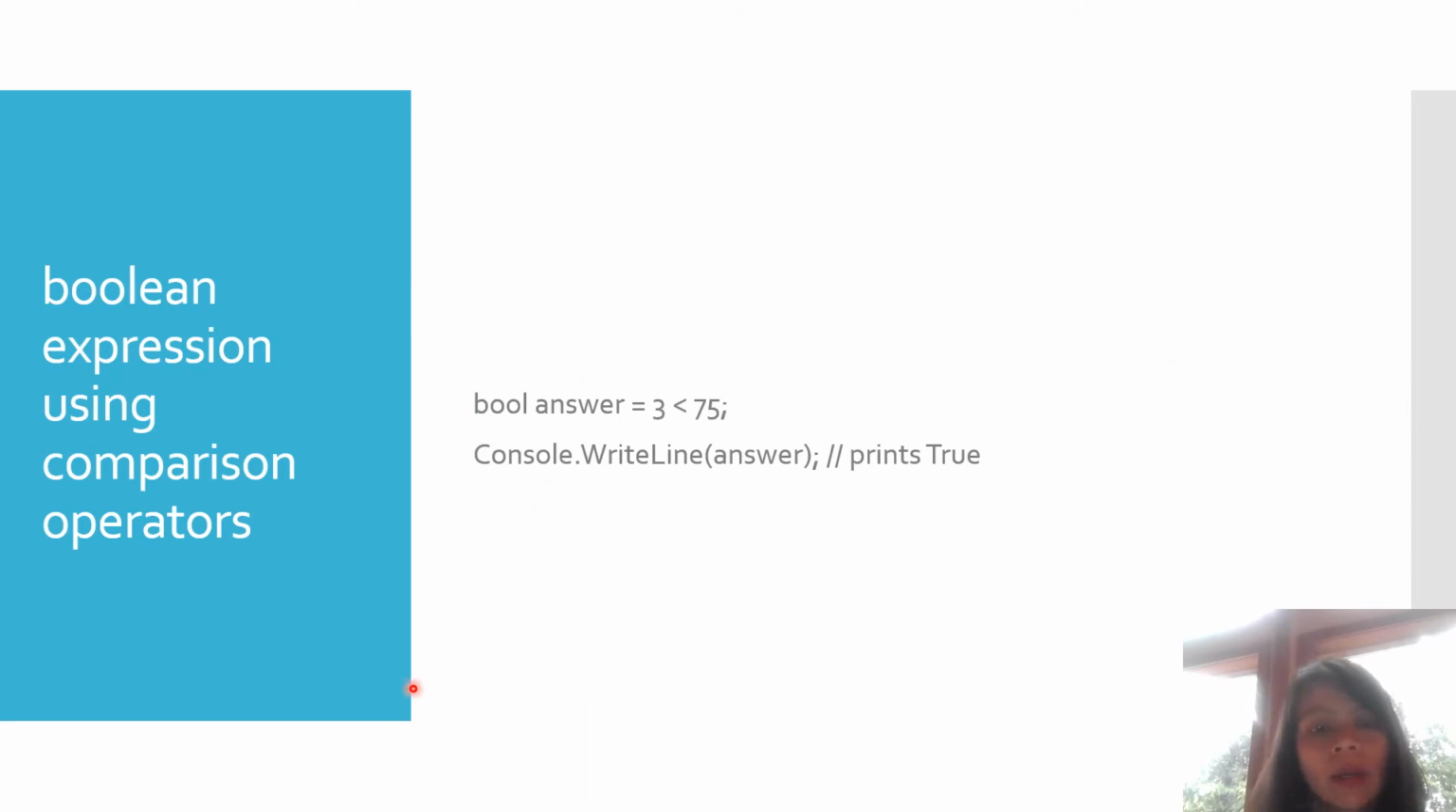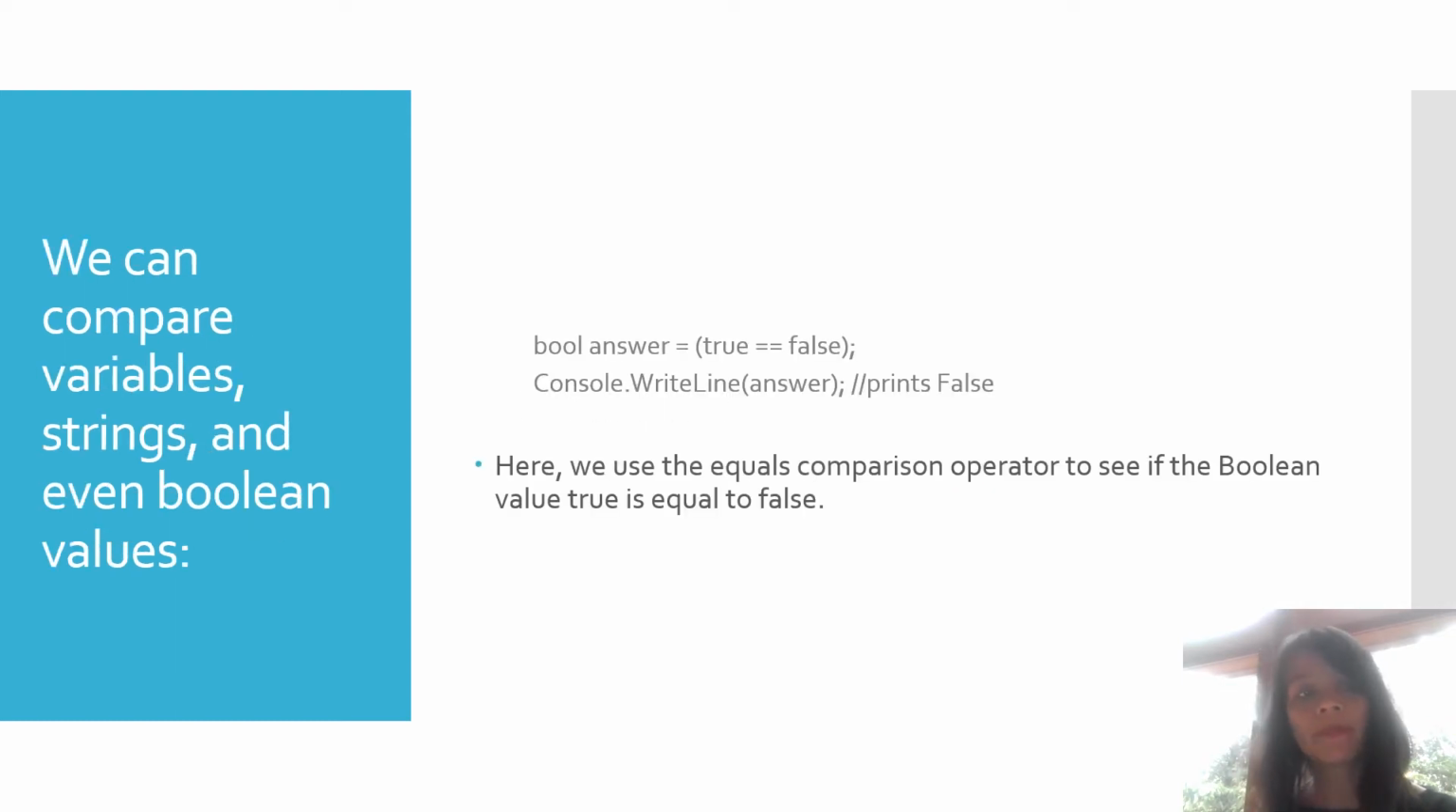So let's take a look at this example. Boolean answer equals 3 less than 75. So the question is, is 3 less than 75? If this is true, then it will print true. Okay, and you can go try this out. Open up Visual Studio and just type this in and try that out.